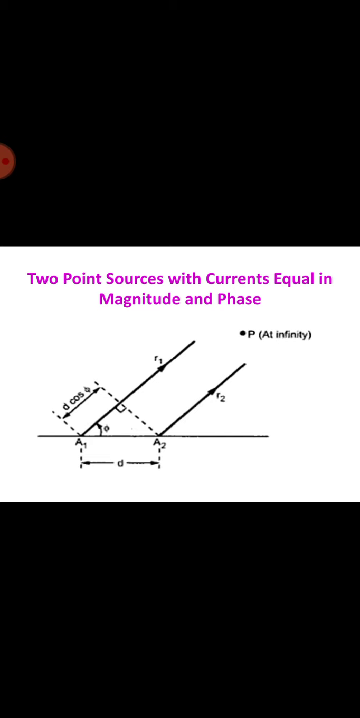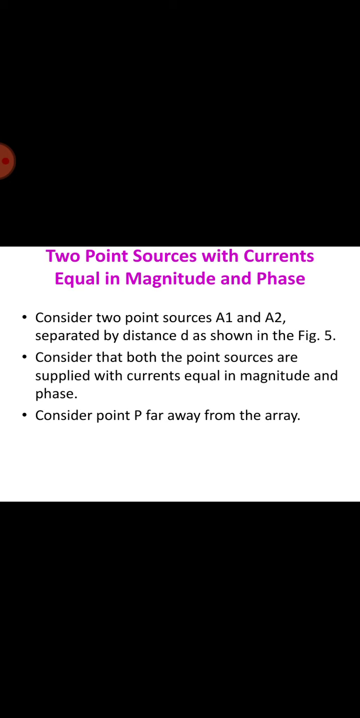Then at a distant point in the direction phi, the field from source 1 is retarded by 1/2 dr cos phi, while the field from source 2 is advanced by 1/2 dr cos phi, where dr is the distance between the sources expressed in radians. That is, dr is equal to 2π d divided by lambda. So the point sources are named A1 and A2 and separated by distance d.